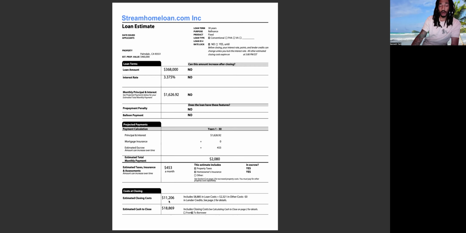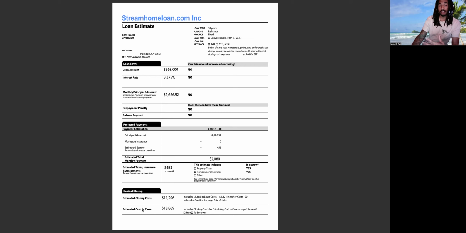Okay, total closing costs in this scenario, $11,206, includes $88.85 of loan costs plus $23.21 in other costs, which other costs are going to be like your prepaid taxes and insurance and your government recording fees, but that gets broken down on page 2. And then here, estimated cash to close.